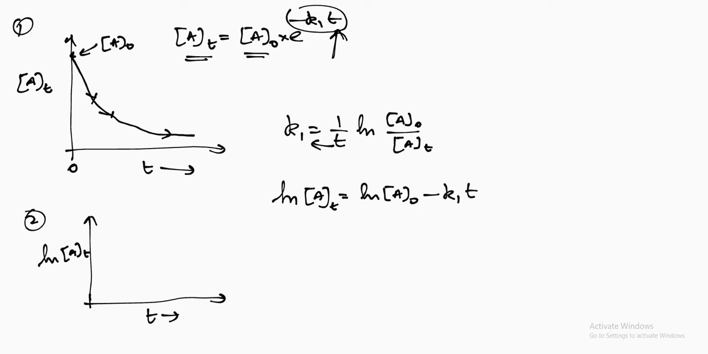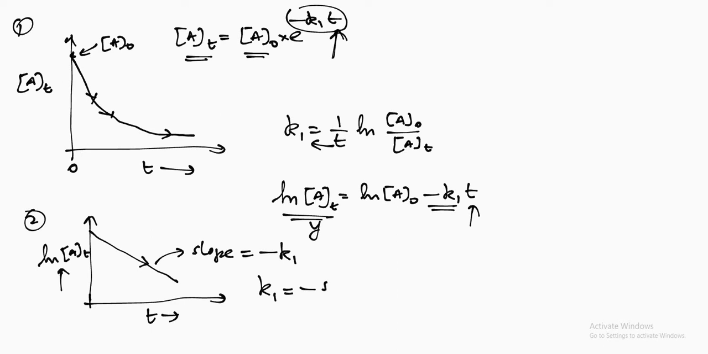Okay, now if I plot ln AT in y-axis and the time in x-axis, you will get a straight line with a negative slope. The slope of this straight line will give you the value of rate constant minus K1, or I can write K1 equal to negative of the slope of the straight line. Note down. Okay, this plot also I gave in the last class.